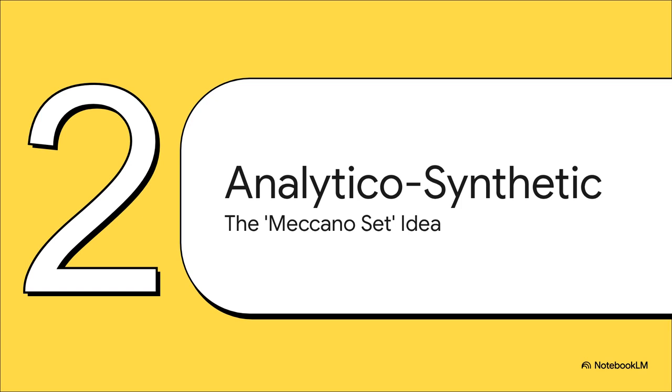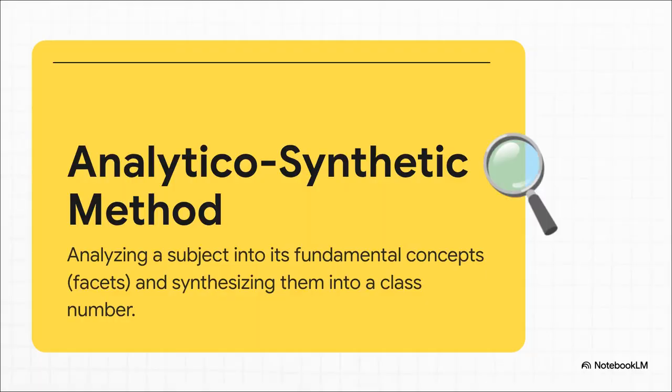And that Meccano set idea leads us straight into the heart of colon classification. This is a term you'll see on your exams all the time, so let's make sure we lock it in. It's really just a two-step process. First, you analyze. You take a document subject and you break it down into its smallest, most basic parts. Then you synthesize. You use Ranganathan's rules and symbols to build those parts back together into a brand new, totally custom class number. No more hunting for a pre-made slot. You build the slot yourself.